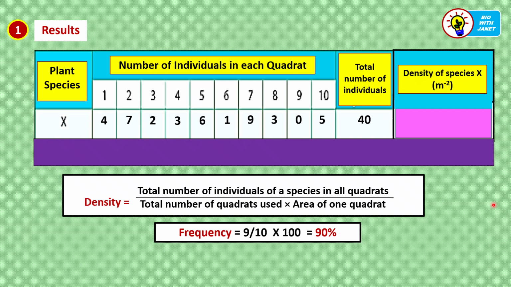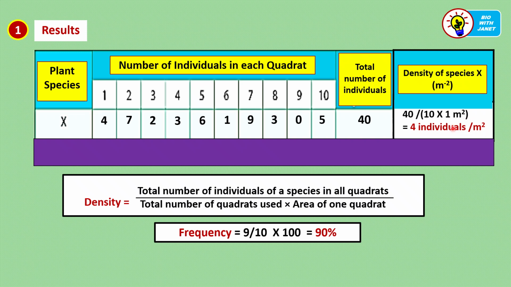Right, so did you get this answer? 4 individuals per meter squared. So this is not a percentage, it is individuals per meter squared. Now, based on the formula given here, density equals the total number of individuals of a species in all quadrats, divided by total number of quadrats used, times the area of one quadrat. Remember, you don't have to times by 100%, okay? Then you will get this working. 40 is the total number of individuals of the species X in all the quadrats. Divided by total number of quadrats, we use 10 quadrats, so 10 times the area of one quadrat is 1 meter squared, because the quadrat has the size 1 meter by 1 meter. So the answer is 4 individuals per meter squared.